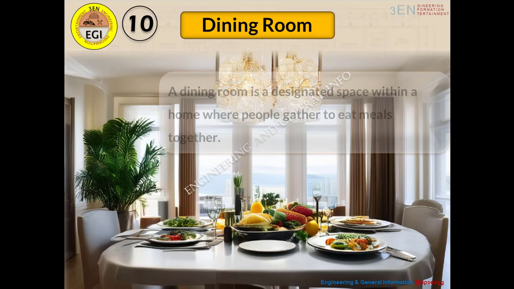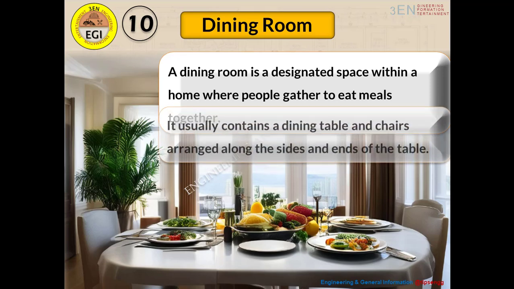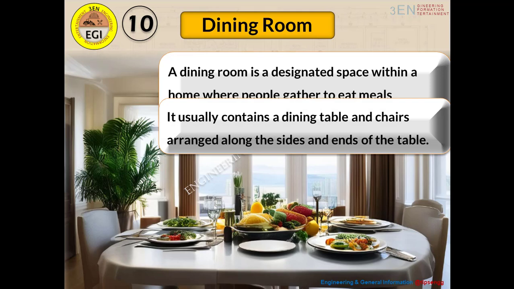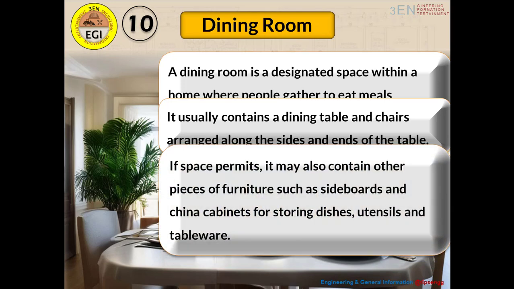Dining room. A dining room is a designated space within a home where people gather to eat meals together. It usually contains a dining table and chairs arranged along the sides and ends of the table. If space permits, it may also contain other pieces of furniture such as sideboards and china cabinets for storing dishes, utensils, and tableware.